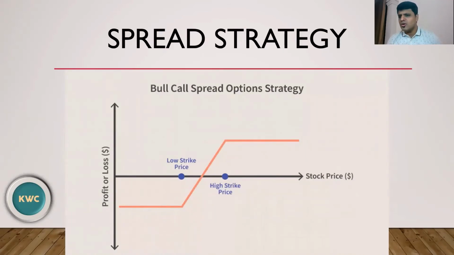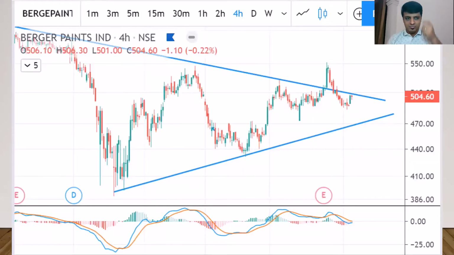You don't have to use a lot of strategies. Of course, there is the straddle and others we can use, but I think the simplest hedge is the spread option. So let's look at what we can do with Berger Paints when we hedge it.